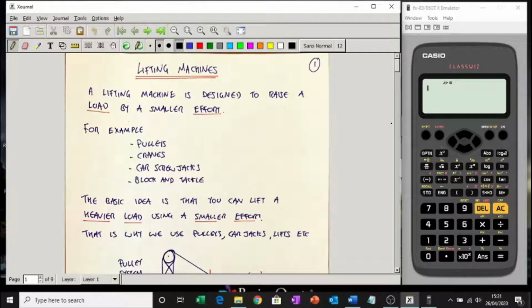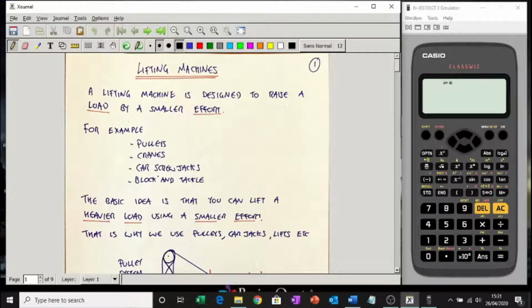So today is a bit on lifting machines, and all a lifting machine is, is something that's designed to lift something. So it's designed to raise or lift a load by a smaller effort. That's the idea of a machine, to make things a bit easier for us. So things like pulleys, cranes, car screw jacks or car jacks, block and tackle, they're all lifting machines, and they enable us to lift a load, a weight or a mass, by a smaller effort. That's why we use pulleys and we use cranes.